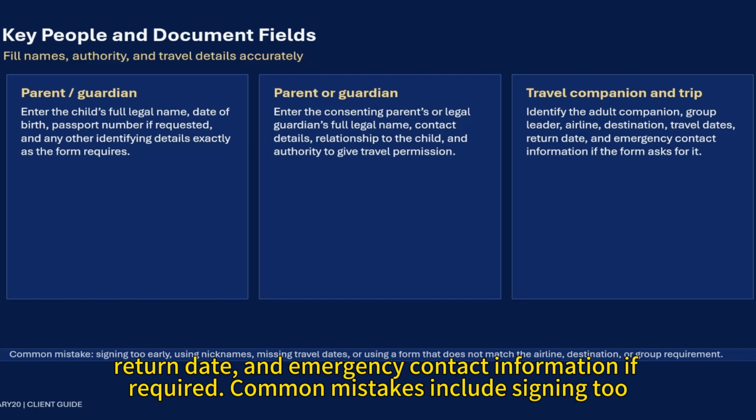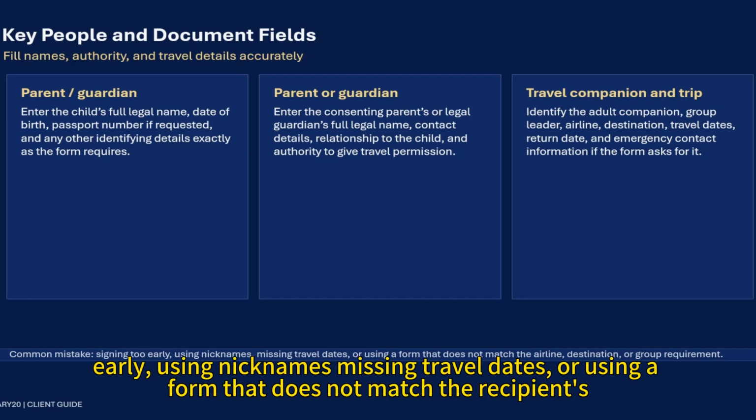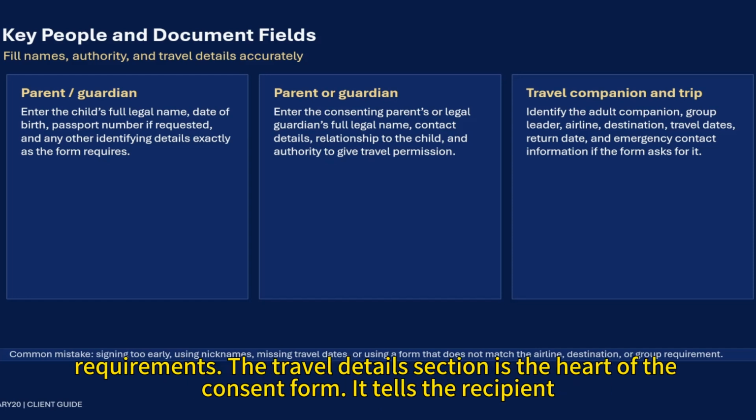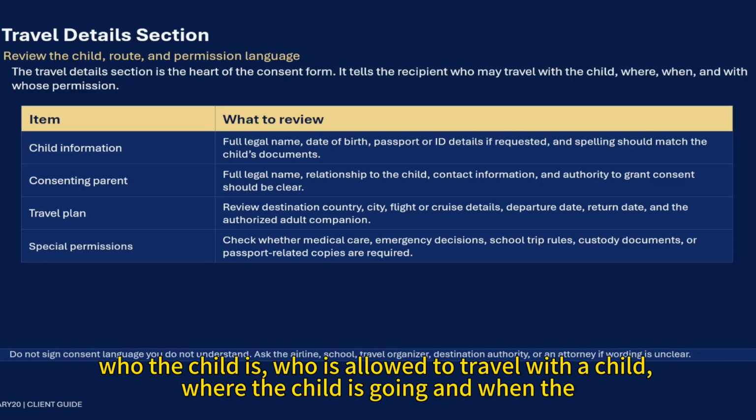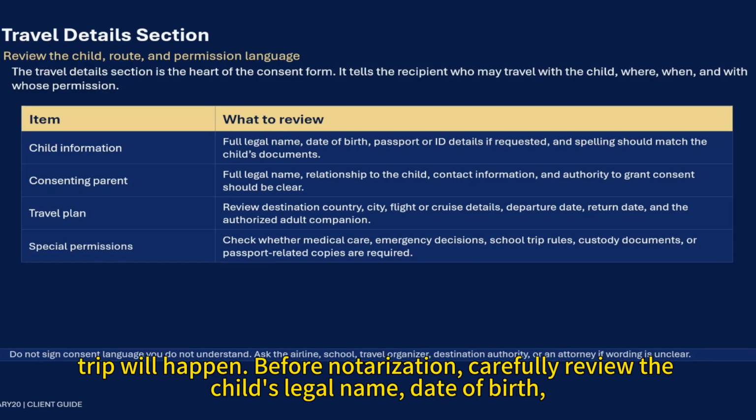Common mistakes include signing too early, using nicknames, missing travel dates, or using a form that does not match the recipient's requirements. The travel details section is the heart of the consent form. It tells the recipient who the child is, who is allowed to travel with the child, where the child is going, and when the trip will happen.